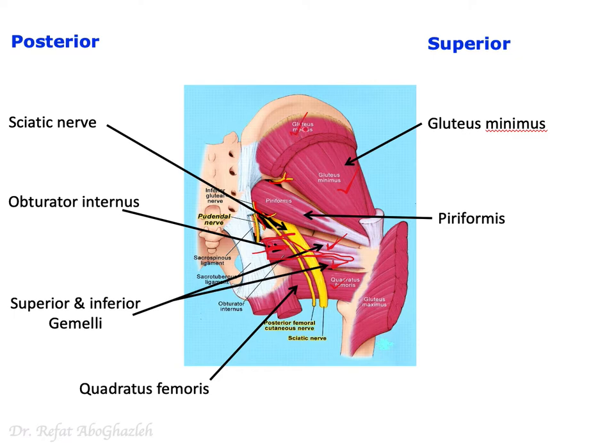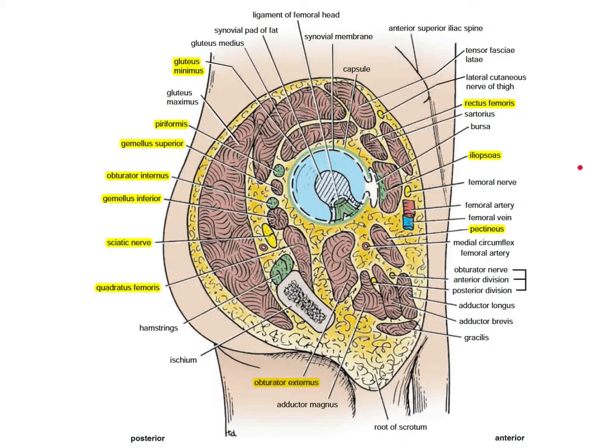Superiorly, you have directly the gluteus minimus. You can say also gluteus medius, but directly you have the gluteus minimus and the piriformis muscle. So that was superiorly. Have a look also at this parasagittal section of the hip joint. Here is the hip joint, the acetabulum, and the location of the head of the femur that should be here but is removed.